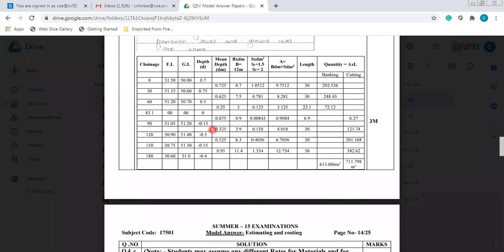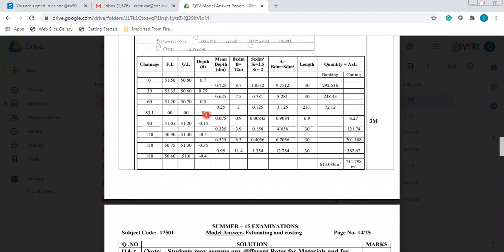That means definitely there is one point where your depth of cutting or embankment equals 0, and you have to determine the chainage for that particular point. Okay, at first you determine all the depths for the different chainages, that is 60 meter, 90, 120, 150, 180. After that, see where the depth varies from positive to negative or from negative to positive, where the sign changes. So in between 0.5 and minus 0.15, there is one point where the depth is 0, and you have to determine that change point.